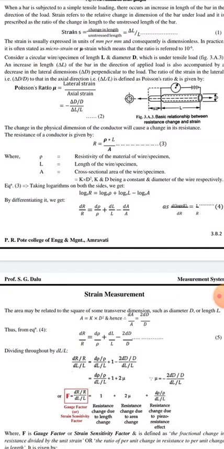Okay, so we will get the equation dr by r divided by dl by l equal to d rho by rho divided by dl by l plus 1 plus 2 mu. Okay, now the equation can be written as F equal to dr by r divided by dl by l equal to 1 plus 2 mu.